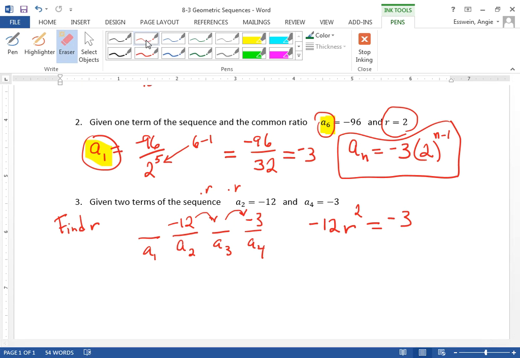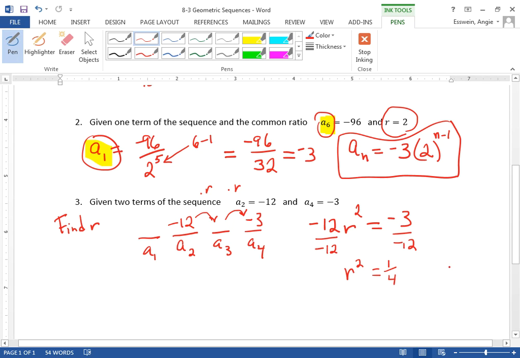So now let's solve this equation. So we do what first to solve for r? Yeah, get rid of all the stuff around it that's easy to get rid of. So we get r squared is basically positive 1/4. And then to undo r squared, we take the square root. So r equals 1/2. Square root of 1 over square root of 4 is 1/2.